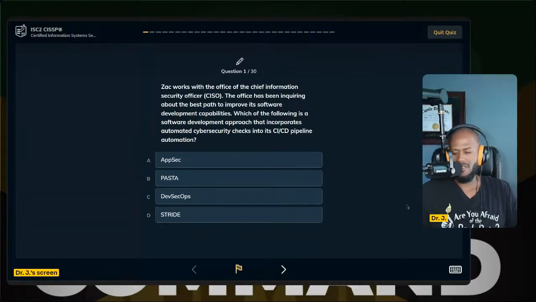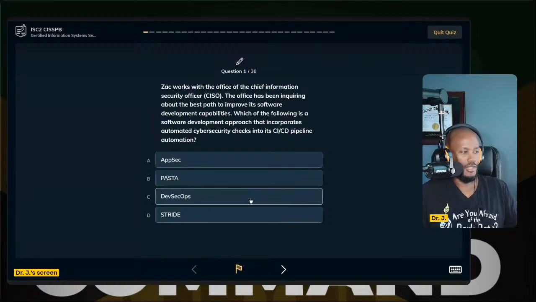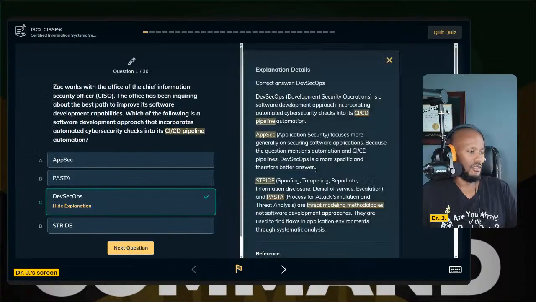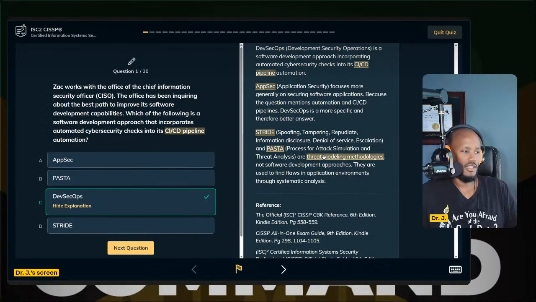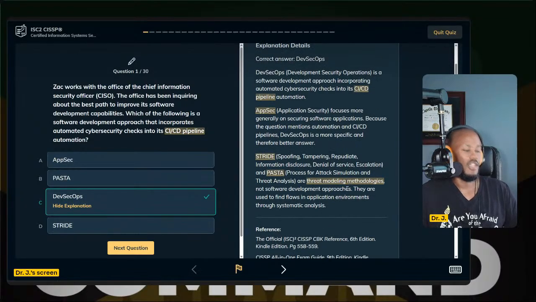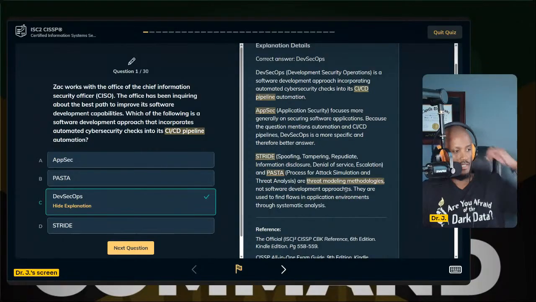Because Stride is like threat modeling, right? Pasta is too. I know they're kind of close, but I know Stride is threat modeling. Well, both of them are threat modeling, Stride and Pasta. It's just the developer one. I think Microsoft owns Stride and Pasta is open source, something like that. Let me see. Process for attack simulation and threat analysis. Yeah, threat modeling methodologies, Pasta and Stride. Yeah, they both are threat modeling methodologies.